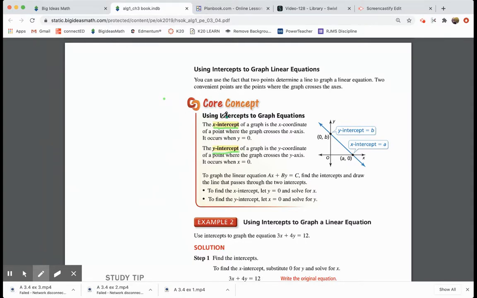So you can write this sentence down if you want: your x-intercept is the point where it crosses the x-axis. The y-intercept is the point where it crosses the y-axis, and we're talking about your graph. Okay, so x-intercept will always be set up.